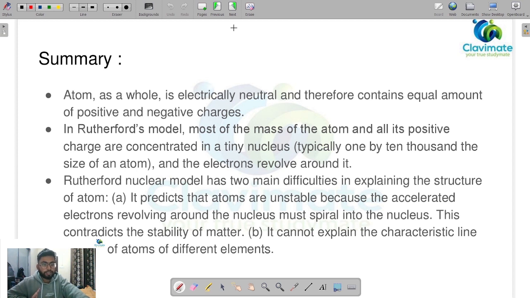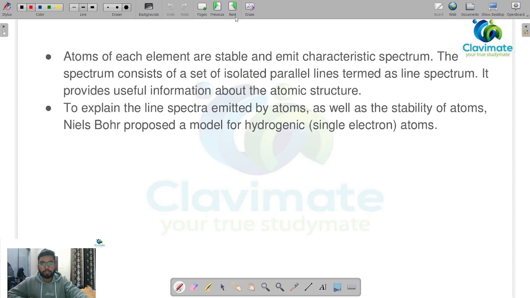Second, it cannot explain the characteristic line spectra of atoms of different elements. Atoms of each element are stable and emit characteristic spectrum. The spectrum consists of a set of isolated parallel lines termed as line spectrum. It provides useful information about the atomic structure. To explain the line spectra emitted by the atoms as well as the stability of atoms, Niels Bohr proposed the model for hydrogenic single electron atom.